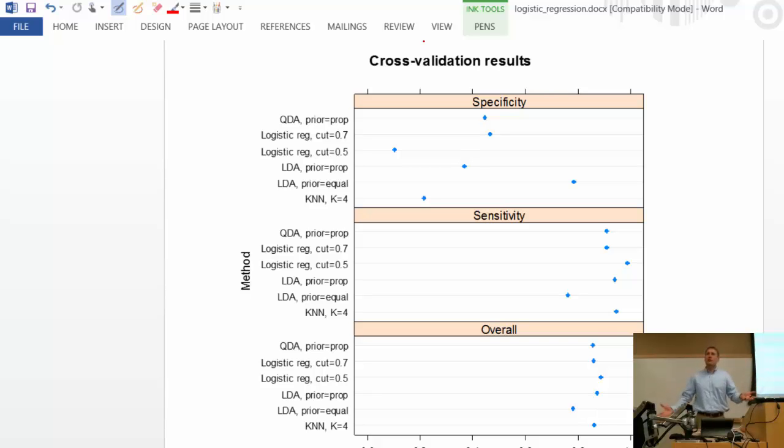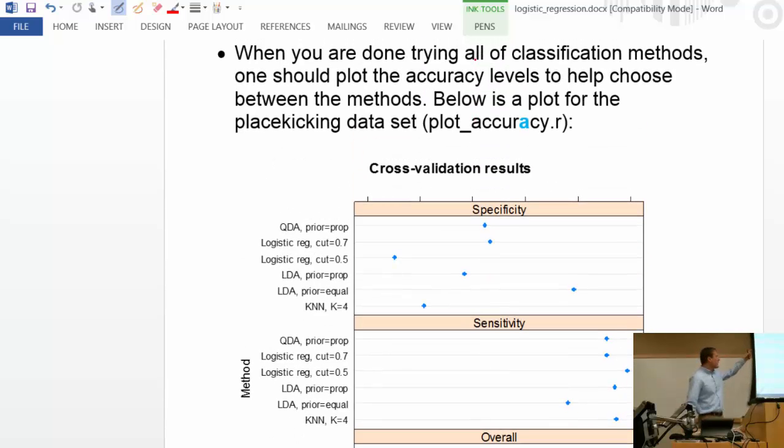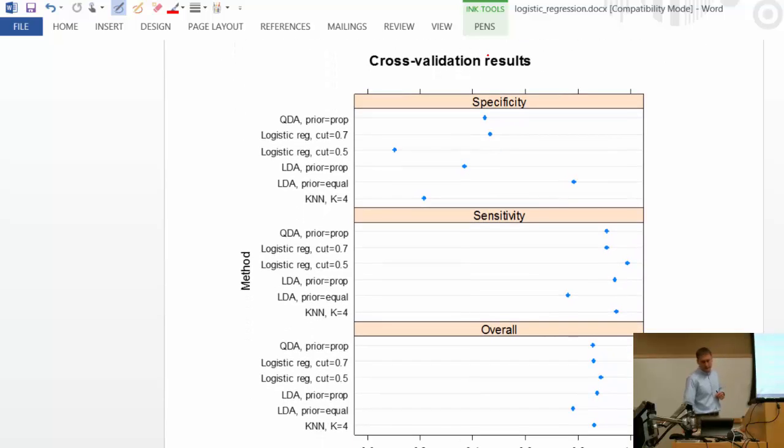This, of course, is a trellis plot that we saw back in the graphics section. My actual code to construct this plot is in plot_accuracy.r. Please look at that on your own. And so with a variety of methods that we've tried with the place-kicking data set itself, I've simply summarized the specificity, the sensitivity, and the overall accuracy.